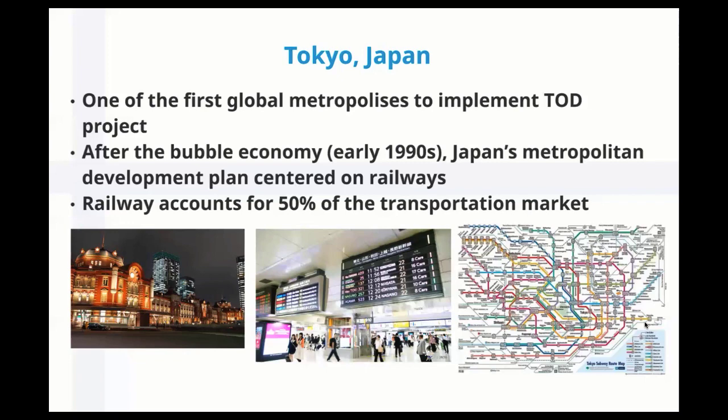And also the paper reported railway accounts for 50% of the transportation market. So many people use railways to commute, and it's a very busy system daily. And some of the first pictures are of Tokyo Station, which I used as the background during their daytime. So it's a very famous local attraction as well.